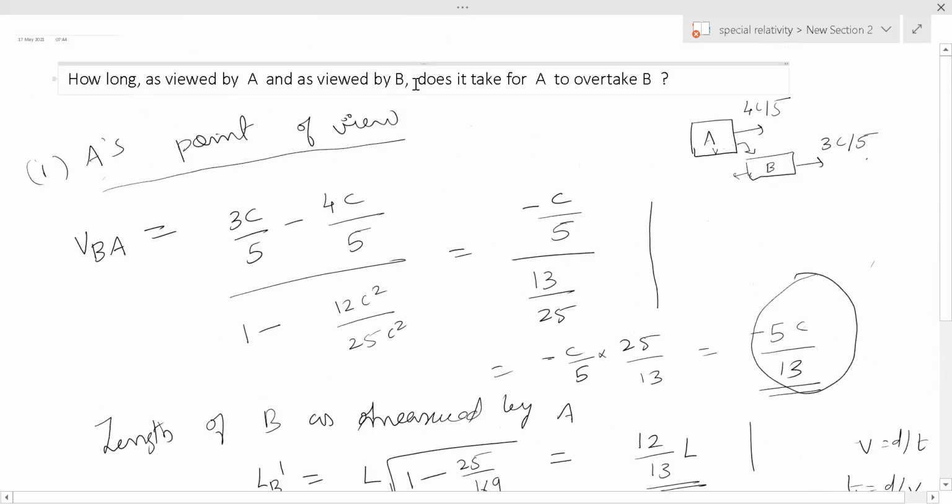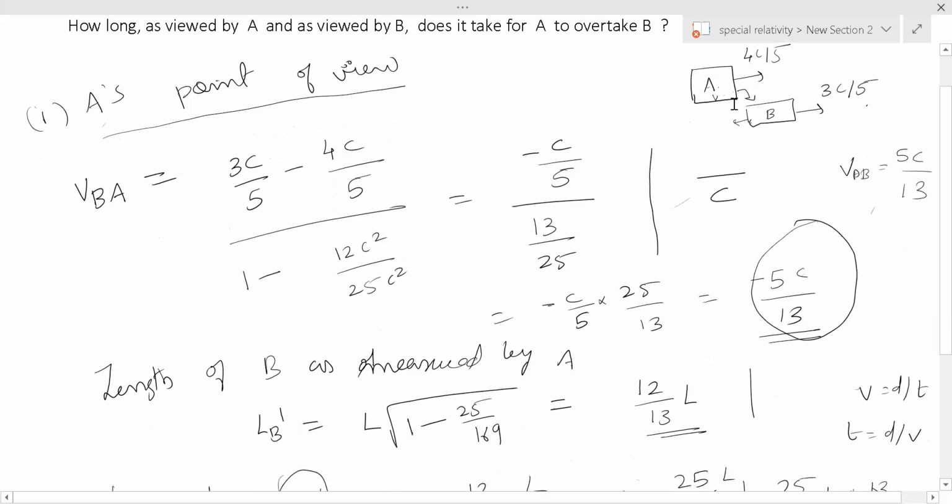All right. Now the second question: how long, as viewed by B, does it take for A to overtake B? We have now seen three perspectives. First, we looked at the perspective of C. We looked at the perspective of A. Now we need to look at the perspective of B. B will say that A is moving in the opposite direction with the same speed. You don't have to do the calculation. The velocity of A with respect to B is simply 5c by 13, because this velocity is relative.